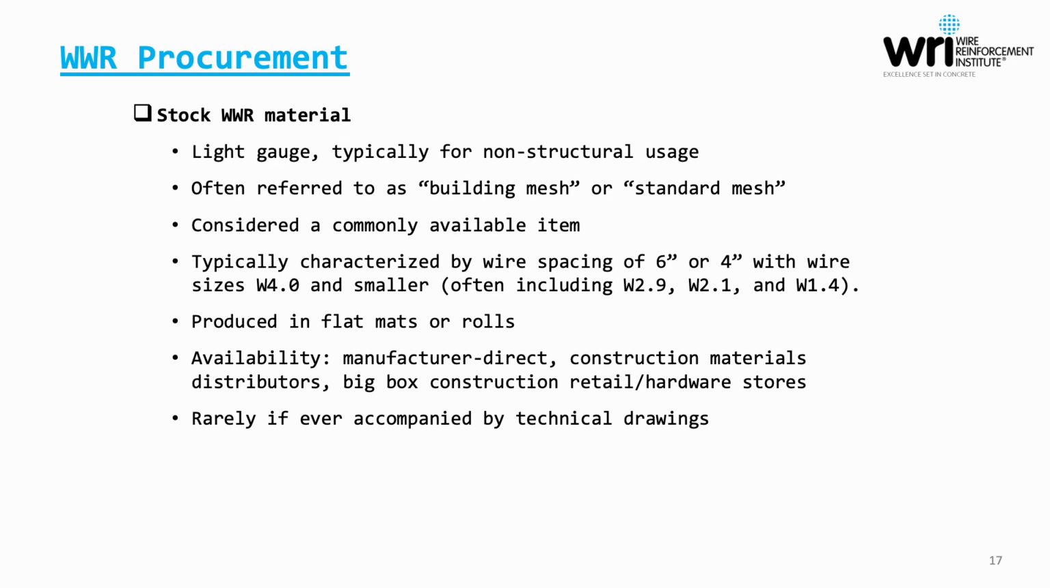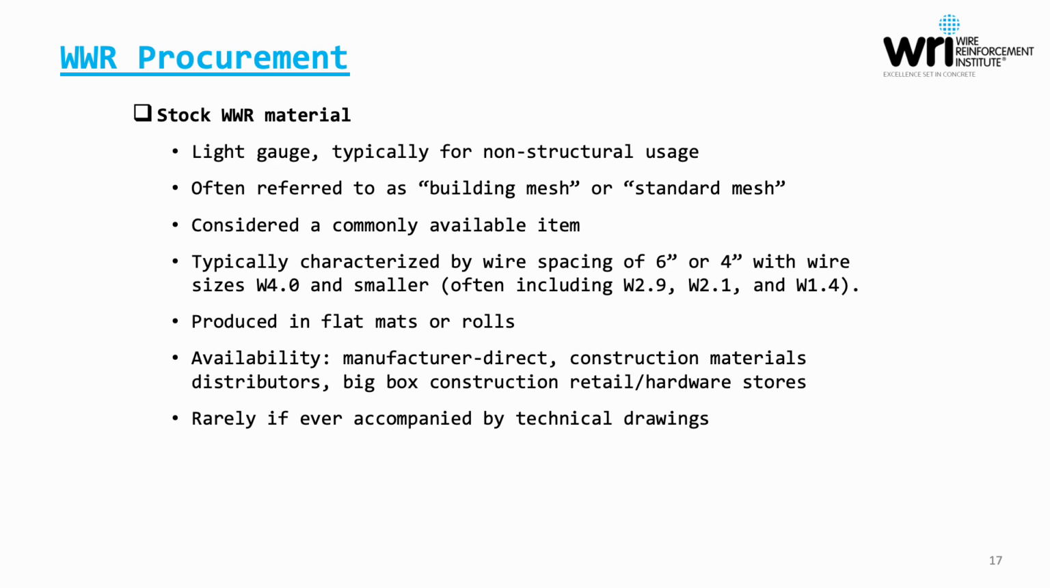Stock material is typically light gauge, normally for non-structural, nominal usage. It's often referred to as building mesh or standard mesh. It is considered a commonly available item, and it's typically characterized by wire spacings of 4 inches to 6 inches with wire sizes that are W4.0 and smaller. This often includes W2.9, W2.1, and W1.4. Note that there are deformed versions of some of these smaller wire sizes as well.